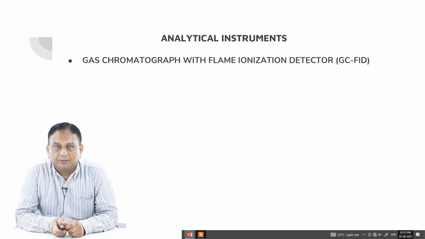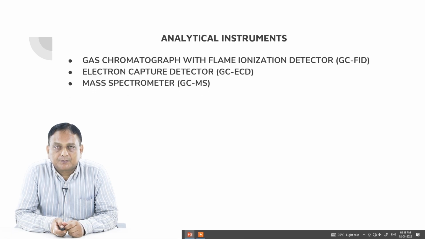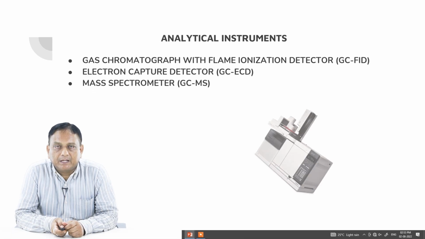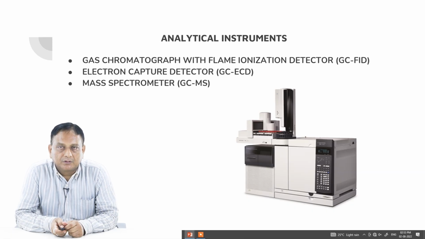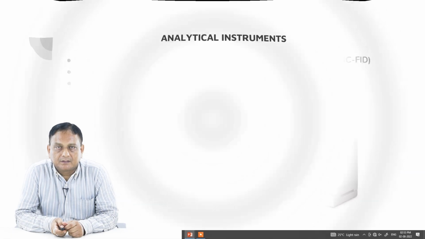Now, when we talk about analytical instruments, the names of some of the equipment are like this: a gas chromatograph with flame ionization detector, GC-FID, then electron capture detection, that is GC-ECD, then mass spectrometer, that is the GC-MS, which is popularly known as. So, these are very costly analytical instruments which are used for the detection of different chemical groups in the different agents which are used in different processes in the fabric or garment stage.